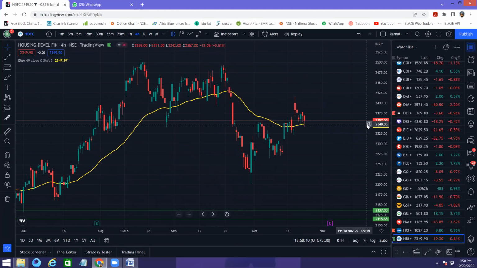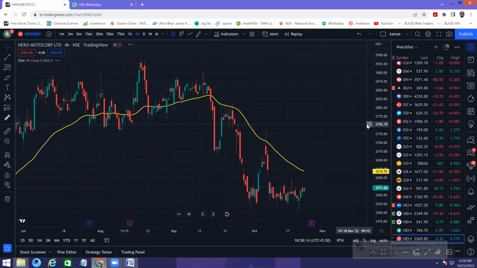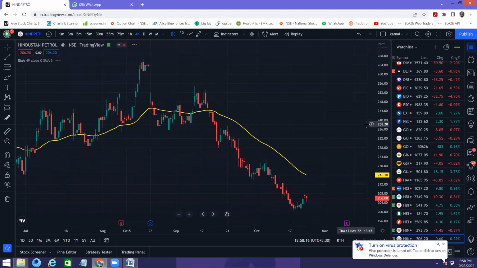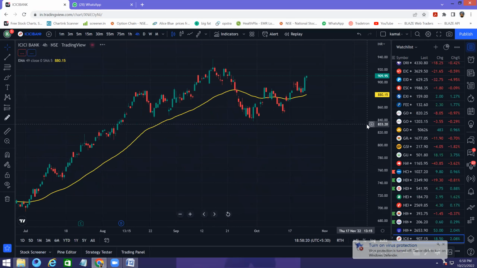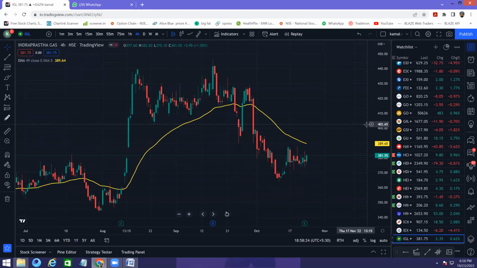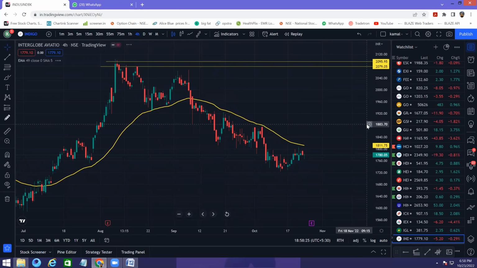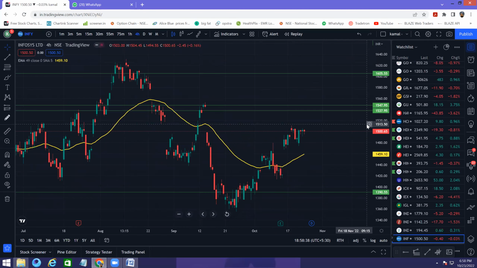If HDFC forms a green candle tomorrow, it will also be in a buy. HDFC Life Insurance we have in a buy. Hindustan Unilever is also in buy. You have ICICI Bank in buy. IGL is not, IEX is not. Now see Indus Tower. It has formed a red candle after a breakout. If it forms a green candle, it will again come into buy.